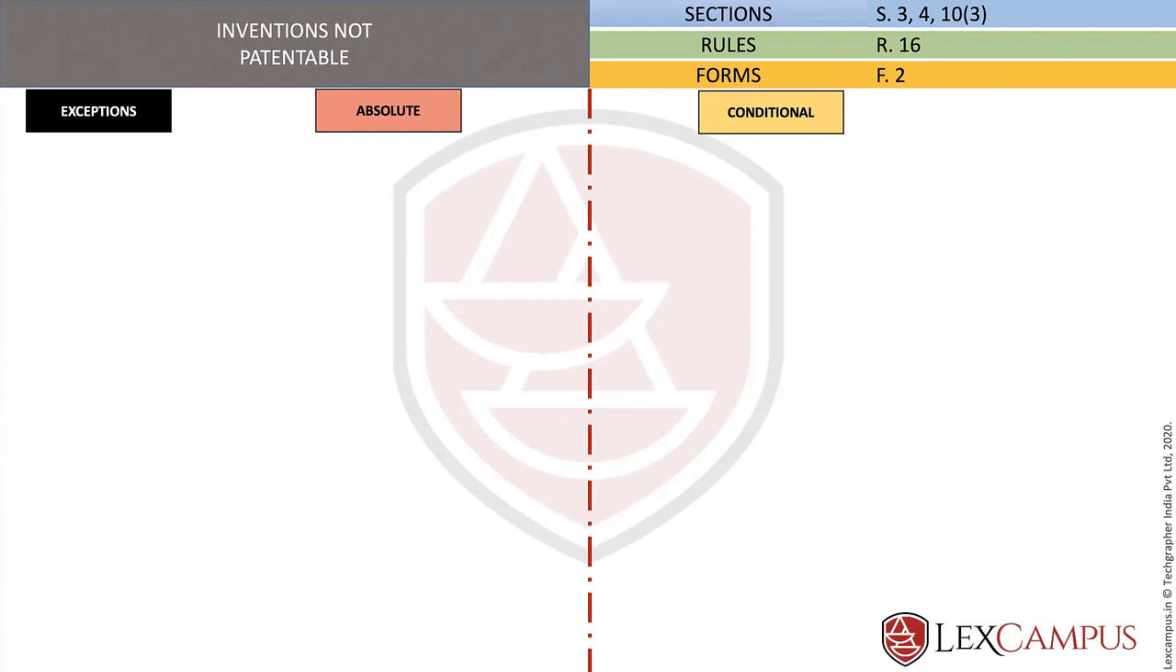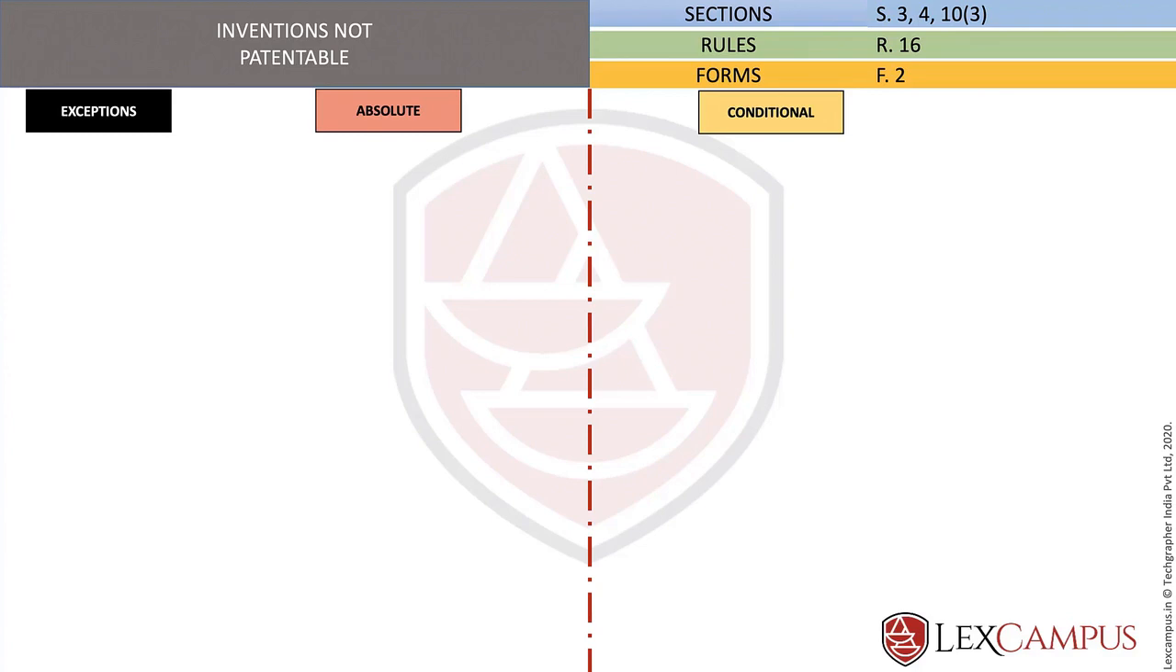So we can understand these two things like this: the absolute exception is a wall. You cannot cross it. It's like a wall in a room. You cannot go beyond it. The conditional exception is more like a hurdle. You can jump over it, provided you qualify to cross the limit set by the hurdle.